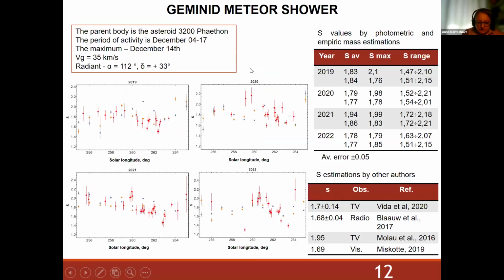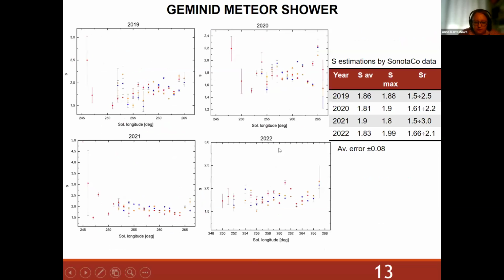Okay, the same analysis was carried out for the Geminid meteor shower, and you can see that the s values are closest to 2, and the s values depend on the mass estimations. The mass index from Sonotaco data and Global Meteor Network data in some years are closest, but in some years are not. But average s values are closest to 2.